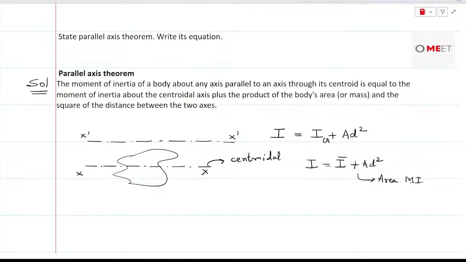The same expression can also be written for mass moment of inertia, that is I is equal to I bar plus m times d square, or this could also be written as ICM plus m times d square. So ICM is the moment of inertia about the center of mass, or where the mass is assumed to be concentrated, the axis passing through it. We'll be making use of these two relations in the analysis of structures.